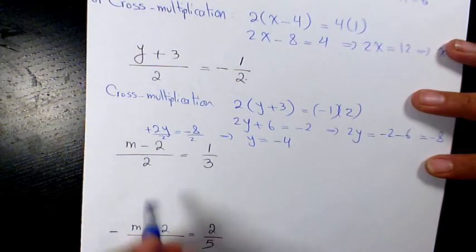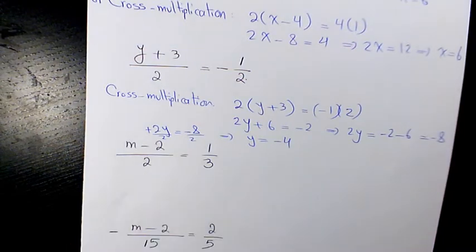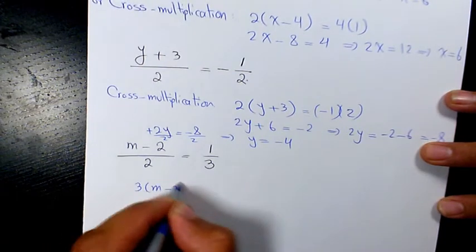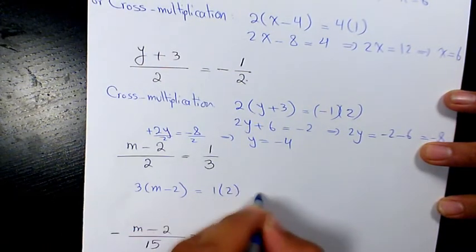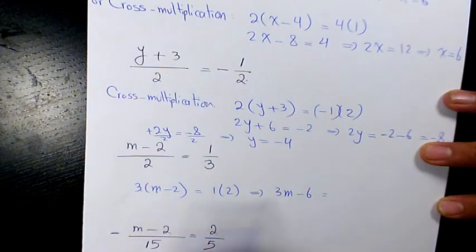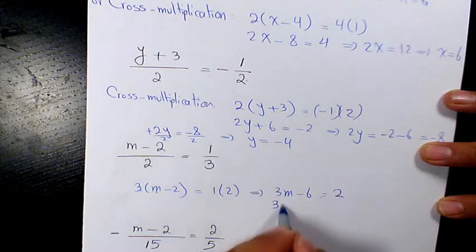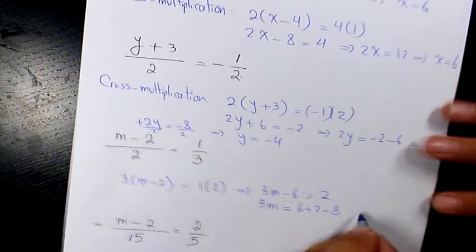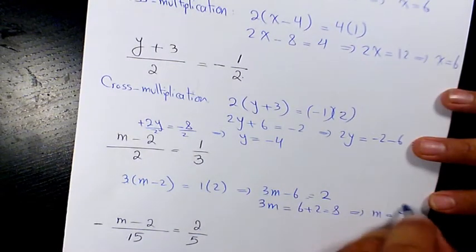Next one. Again, cross multiplication. 3 times m minus 2 equals to 1 times 2. So we have 3m minus 6, because 3 times m, 3m, 3 times negative 2, negative 6. Here 1 times 2 is going to be 2. So we have 3m equals to 6 plus 2, which is 8. Therefore, m will be 8 divided by 3.